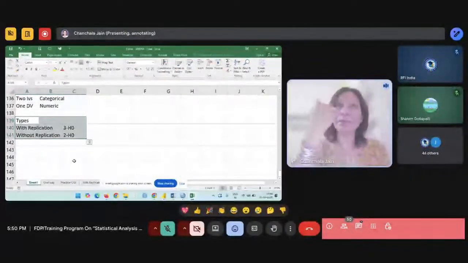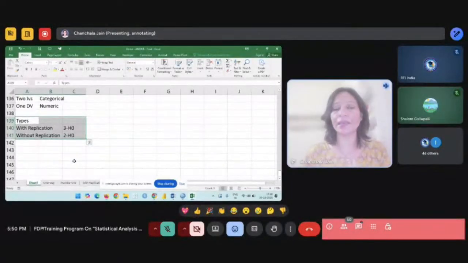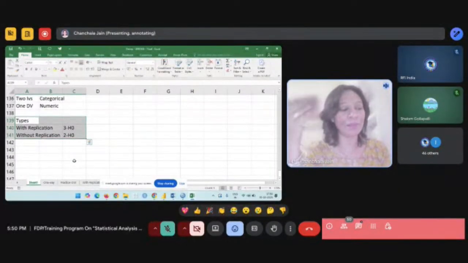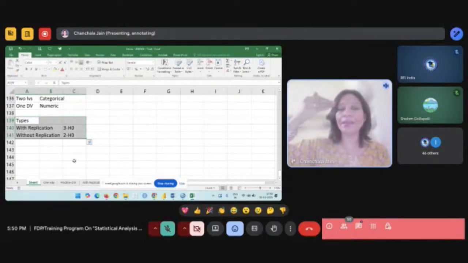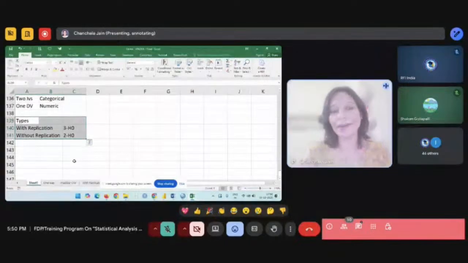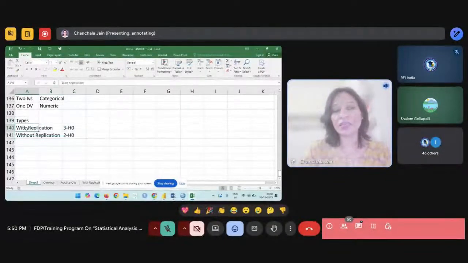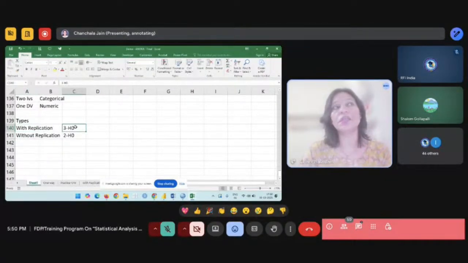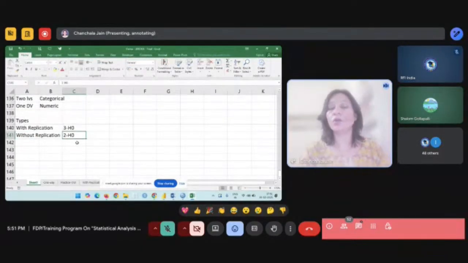But when I'm replicating, I'm repeating that category again and again. Let's say, for example, I'm having male and female categories. I'm repeating male, male, male, male, female, female, female, female. That is our replication case, right? So in case of replication, you need to make a total of 3 null hypotheses. In case of without replication, you need to make only 2 null hypotheses.